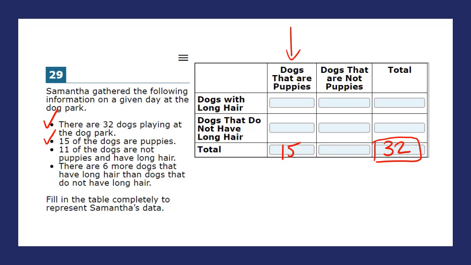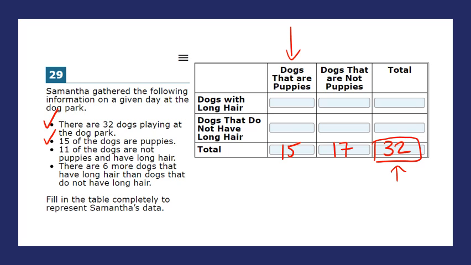Cool. Now once we do this, here's something that we can definitely use our critical thinking for. If I wanted to find the amount of dogs that aren't puppies, all I need to think about is how many more dogs I would need to get to the grand total of 32. So if I have 15, what I need to add to it would be 17 in order to get that grand total of 32. So even without being given that piece of information, I was able to reason my way through filling out a piece of information on this table.